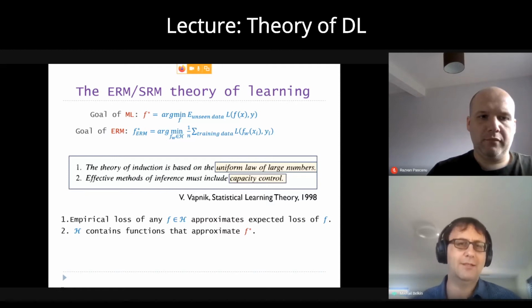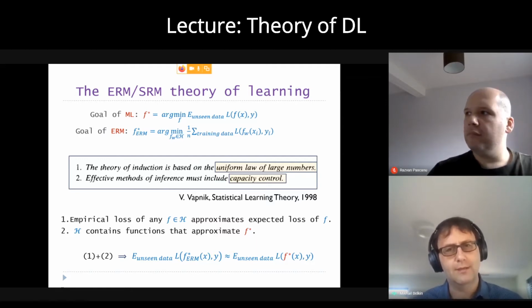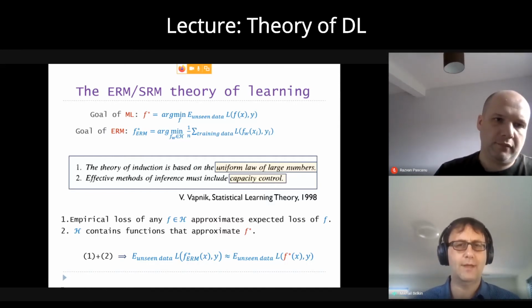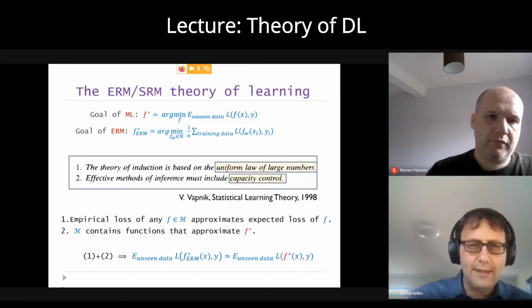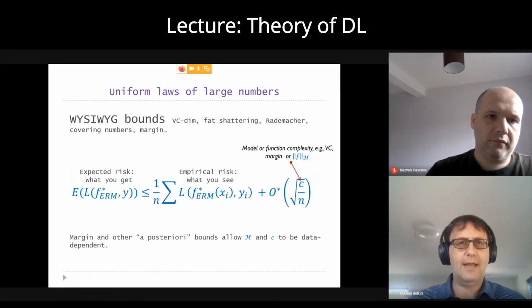Now, it is actually not difficult to see that if you have 1 and 2, then the optimum that you get by running your empirical risk minimization is not very far from the actual best possible. I'll go a little bit deeper into unpacking this. And let me unpack this uniform law of large numbers.